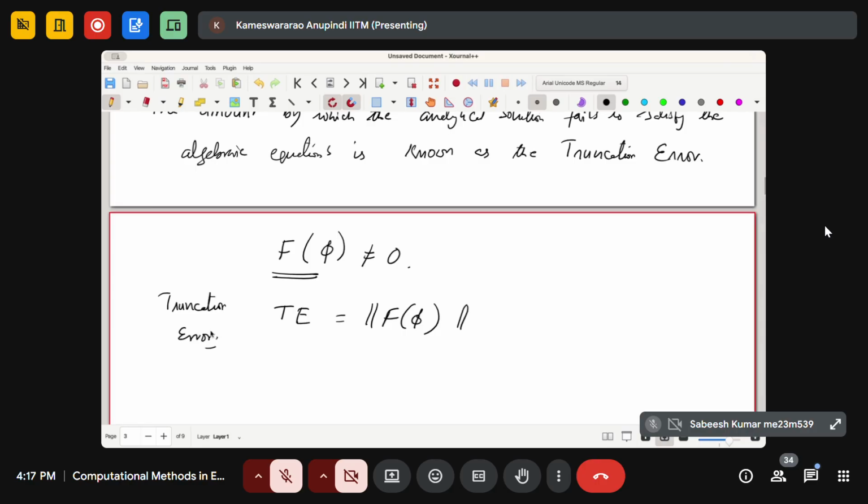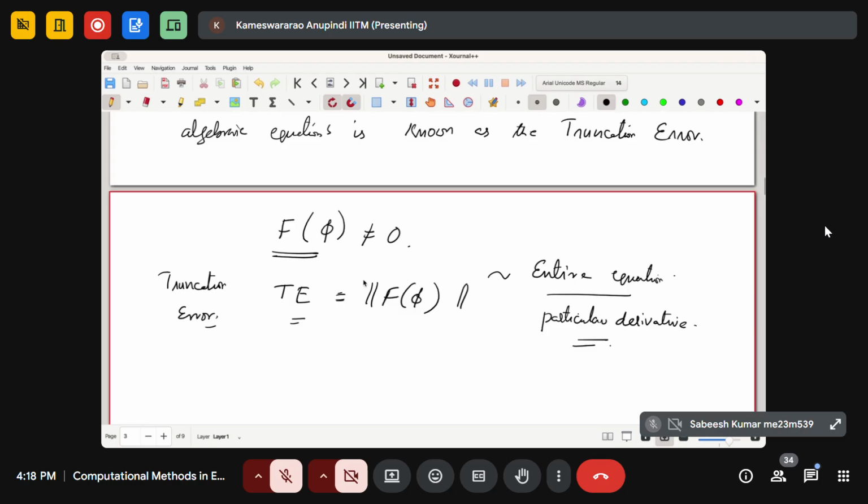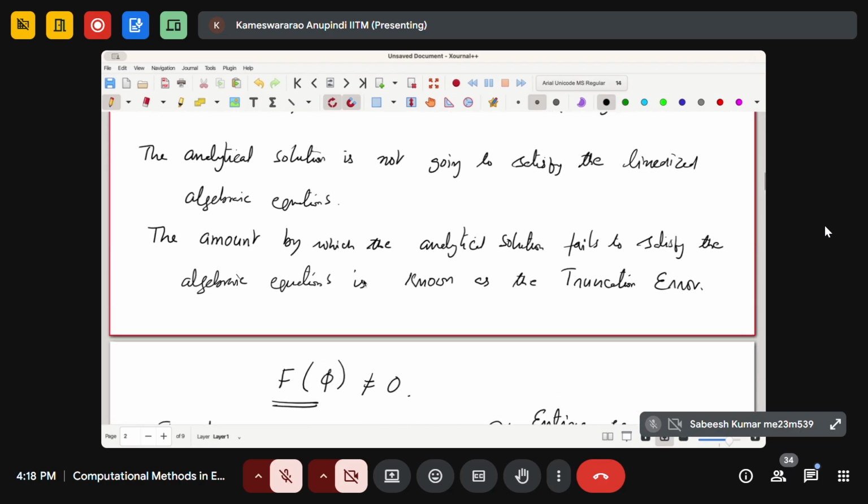That means if I know the exact analytical solution, I can just substitute that into the linear algebraic set, and that is going to give me the truncation error that has taken place. Now this is the truncation error for the entire equation as such. We're going to see a slightly different definition when we apply it to calculating a particular derivative. That is going to come up in a little while. So that is how you calculate the truncation error.